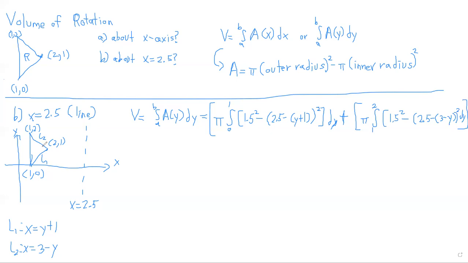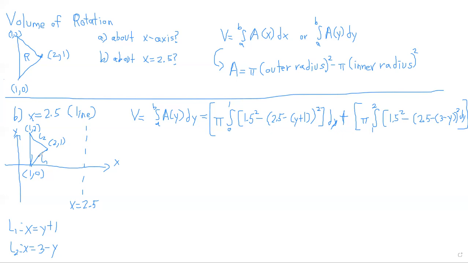But the problem is L1 and L2 are different lines, and thusly they are differently parameterized. So for L1, that's x equals y plus 1. So the radius from 0 to 1, the inner radius, is 2.5 minus whatever value y plus 1 is. So for example, if y was equal to 0, then that's 1.5 minus y, right? 1.5 minus 0, that distance is 1.5.